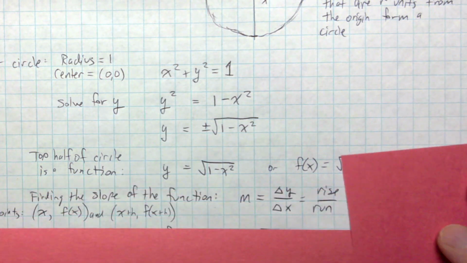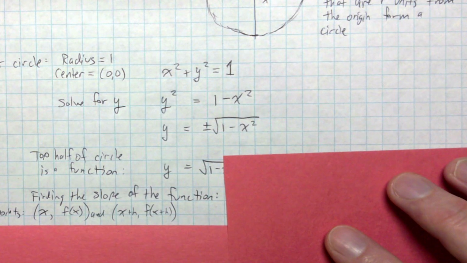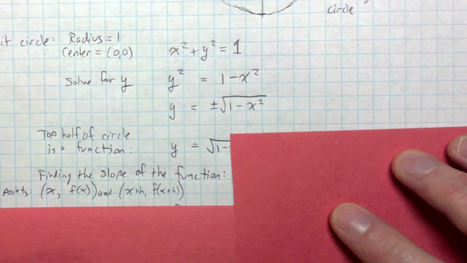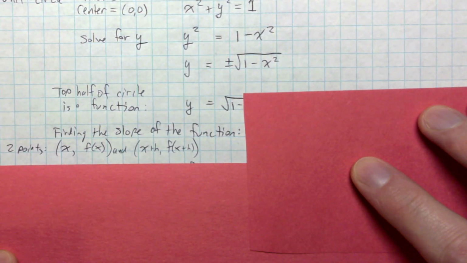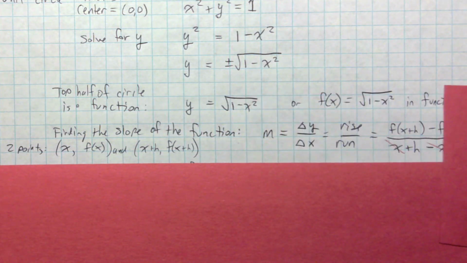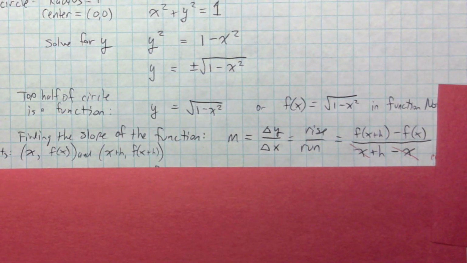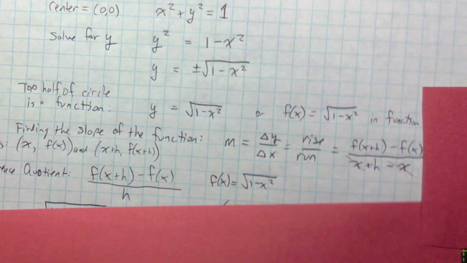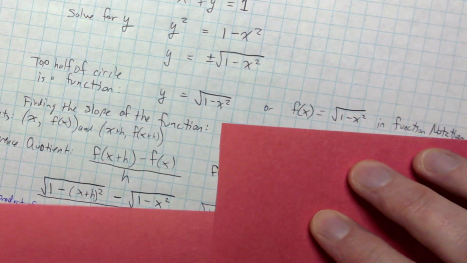All right. So we're going to find the slope of this. Again, we're going to take 2 points, x comma f of x and x plus h comma f of x plus h to put in to find the difference quotient. All right, so the x's cancel out in the denominator, and we are left with our difference quotient.